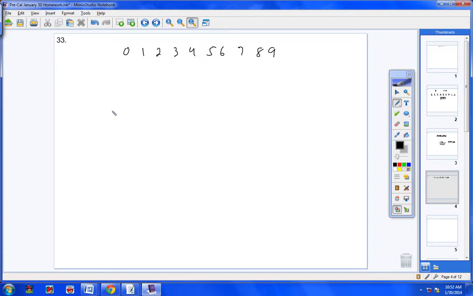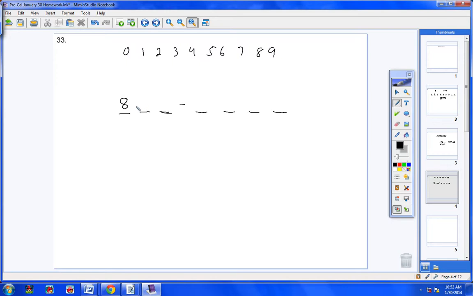So here we go. We want to figure out how many 7-digit phone numbers we have. Here's what a typical phone number looks like. You have 3 digits, then a dash, then 4 more digits, so 7 digits. Now the first blank here cannot be a 0 or a 1, so we only have 8 options for the first blank.